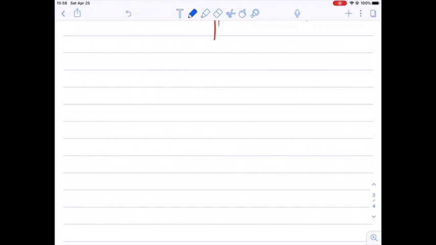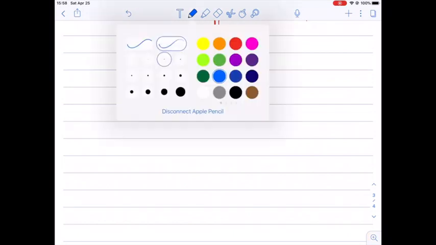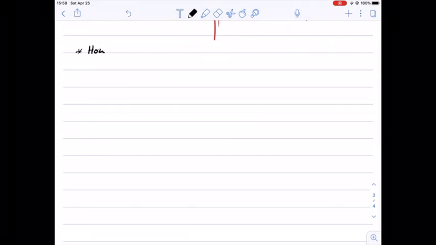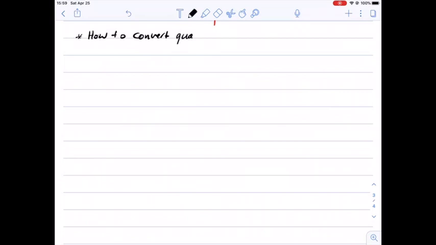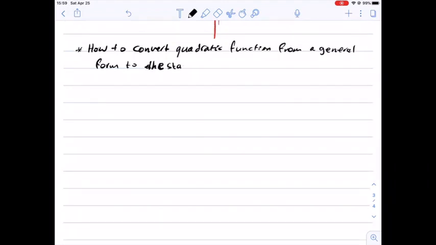Now, how to convert a quadratic function from general form to the standard form? Let's take an example here. To do that, we need a tool. The tool is called completing the square, and we've seen this before, and we use this to solve some quadratic equations. So, completing the square.